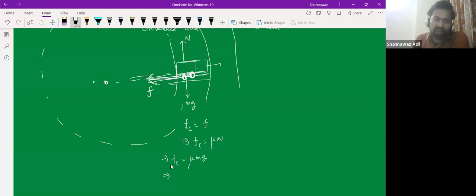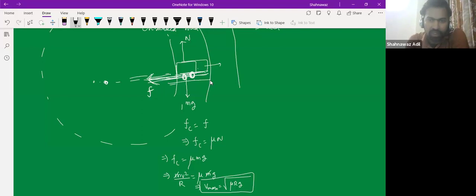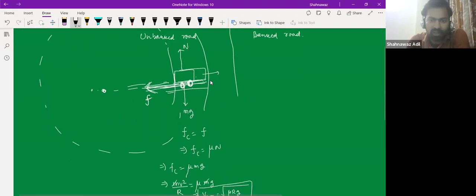We have to calculate the maximum velocity with which we can move so that it doesn't slip. That is mv squared by r equals mu mg. The m will cancel, and you get v max equals root of mu r g. That is the case for the unbanked road. You have already learned this in your 11th standard.